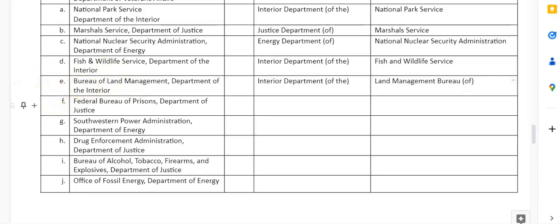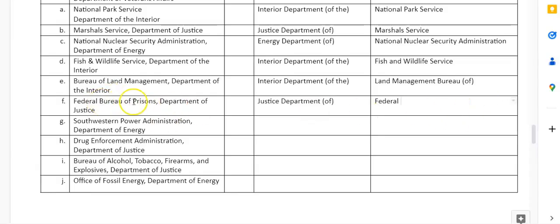For letter F, we have Federal Bureau of Prisons, Department of Justice. So for our level 2, that's going to be Justice, Department of, in parentheses, and then level 3. So this is the next important thing, Federal Bureau of Prisons. And so when I put this in for my level 3, this is going to be Federal.